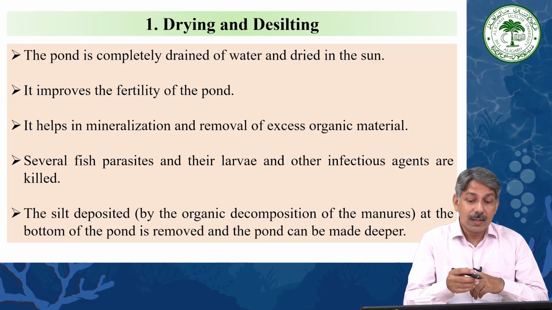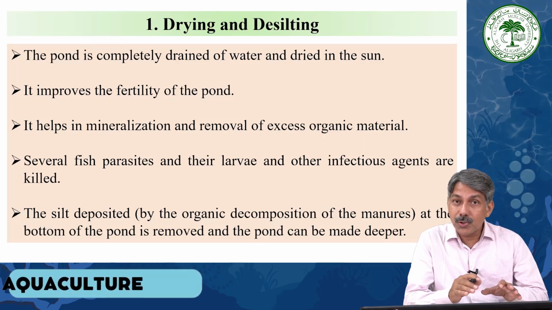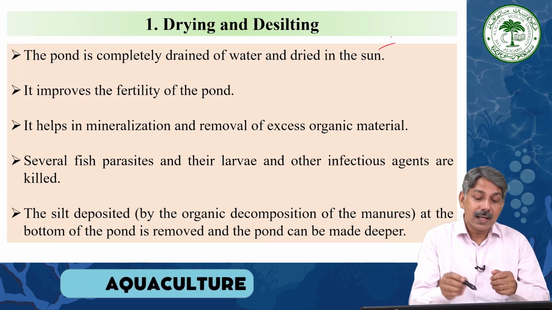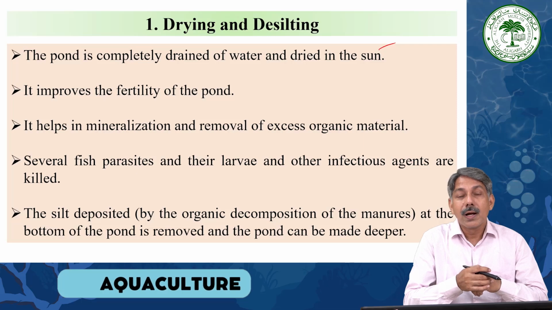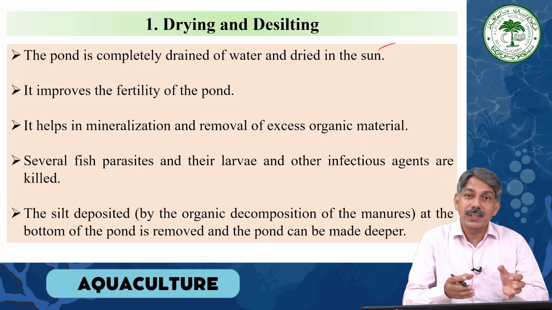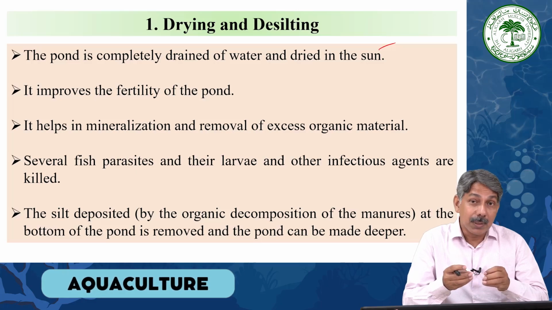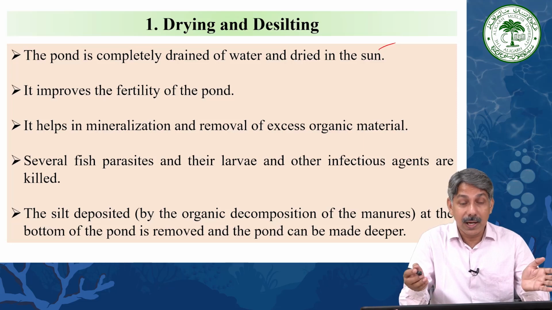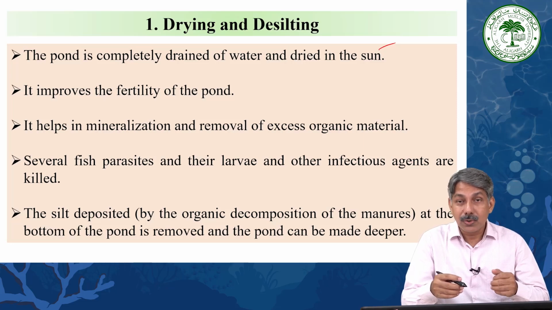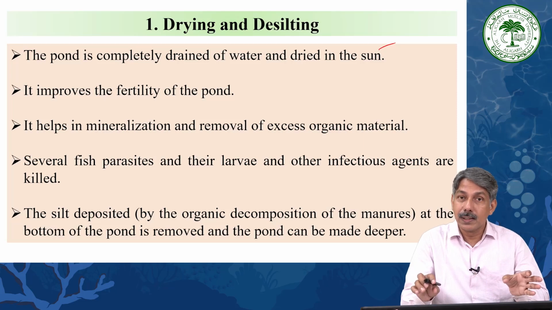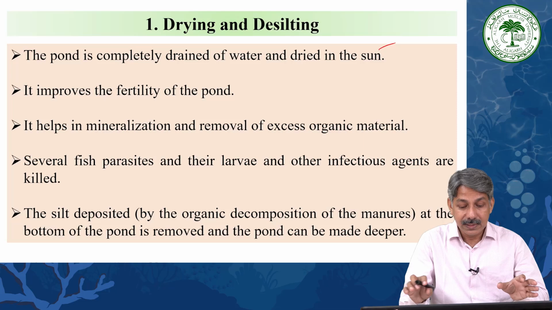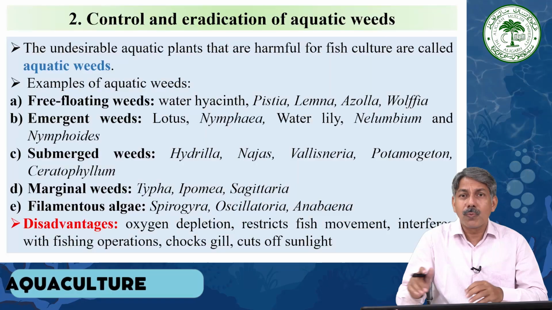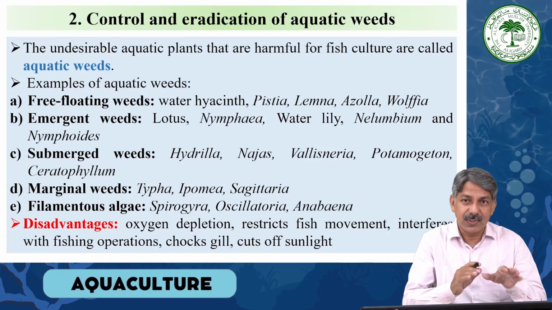Drying and desilting. The pond should be drained completely and allowed to dry in the sun. By doing so, whatever silt and organic load is there at the bottom, which may have certain parasite cysts or other pathogens, some infectious agents that may harm the fish, are all destroyed. So the silt portion is removed from the dried pond. First it is sun dried, and then silt is removed, so that we remove many of the undesirable things. Pond water may also become a little deeper that way. So that was the first step that you have to take.